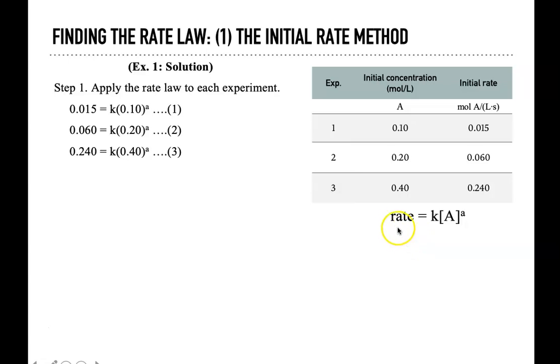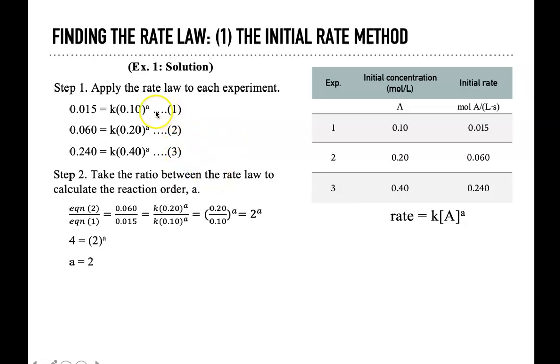What we need to do first is figure out that rate is proportional to the concentration of reactant A to the power a. This small a we call the reaction order, and then K is the rate constant. So apply the rate law to each experiment. Experiment 1: initial rate is equal to K times the concentration to the power of a. Same thing for experiment 2 and experiment 3.